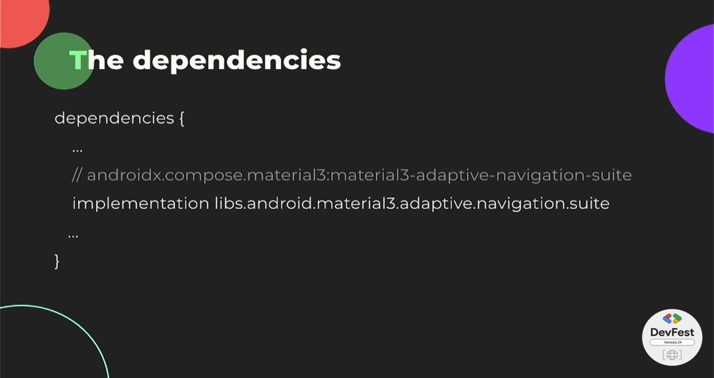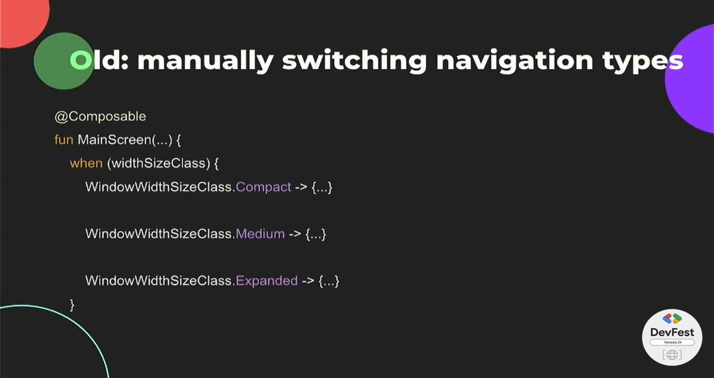In terms of dependencies, you just need to add the Adaptive Navigation Suite to your Android app. What I did before, like I told you, was add this in manually. So I actually had 3 different screens. I had a screen called Compact, so I created a compact screen. Then if it was a medium WindowSize class, I added the medium screen.